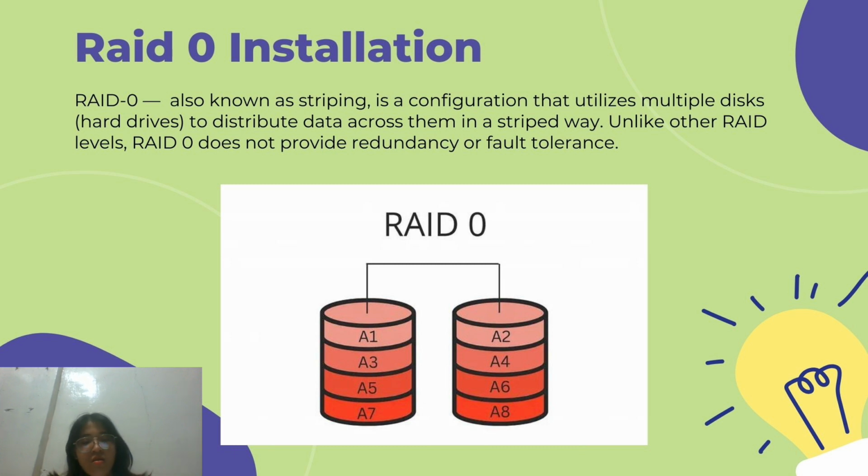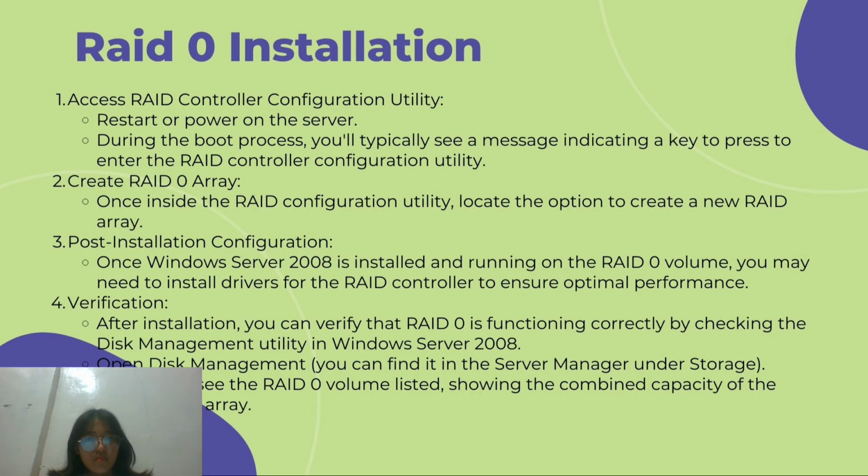So, how to install RAID 0 on our PC? First is to access the RAID controller configuration utility. Dito is restart lang natin yung server. Then, during the boot process, may makikita tayo na nag-indicate ng key to press to enter the RAID controller config utility. Next is to create the RAID 0 array. Once na nandun na tayo sa RAID config utility, ilocate lang natin yung option na we can create a RAID array.